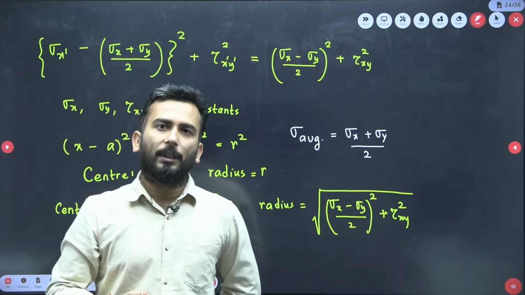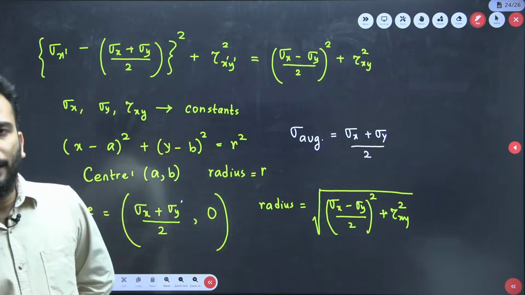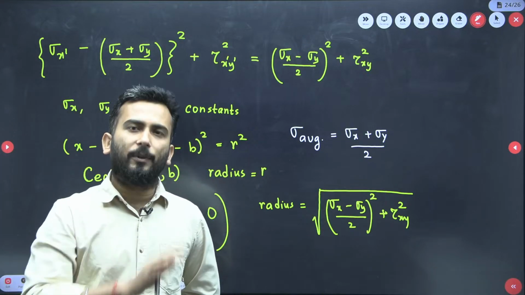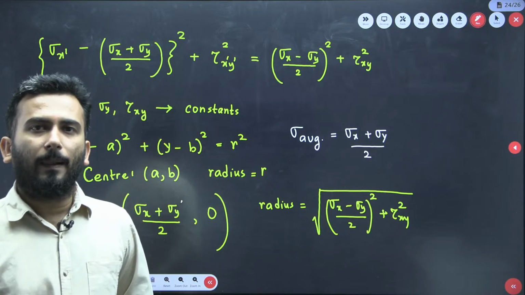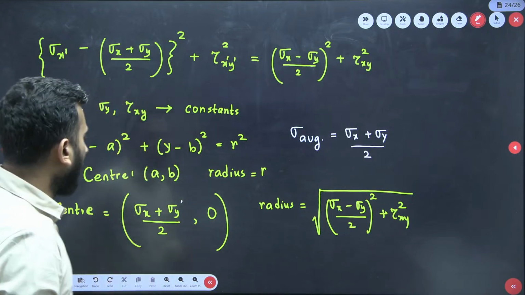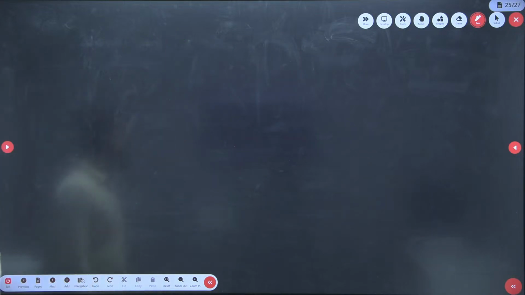So one basic 1 mark question came in GATE 23, where 3 figures were given and they asked which of the following does not represent Mohr's circle. So from here only we can tell. Is it clear?